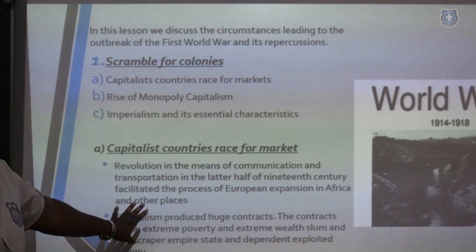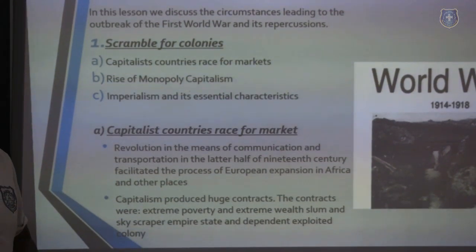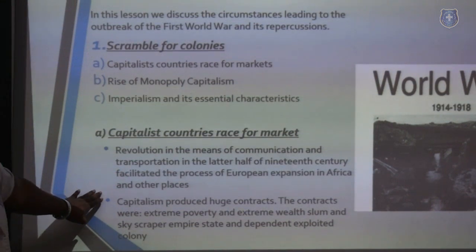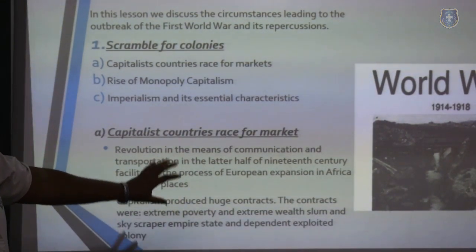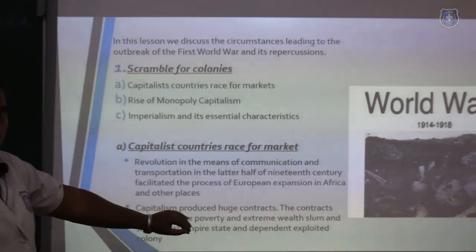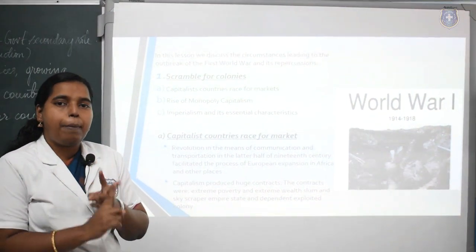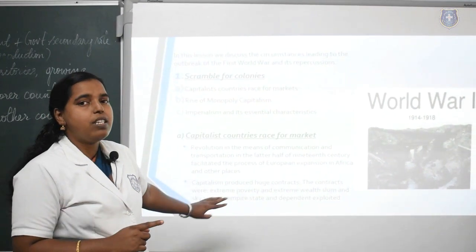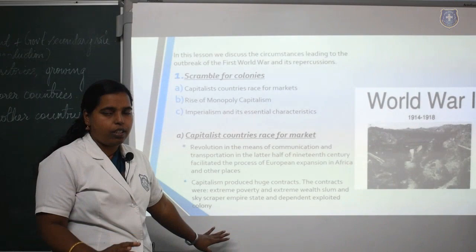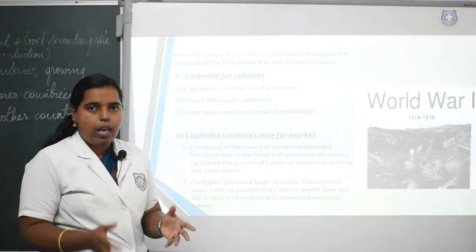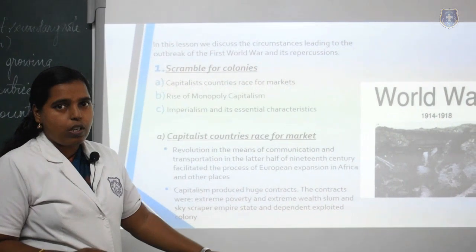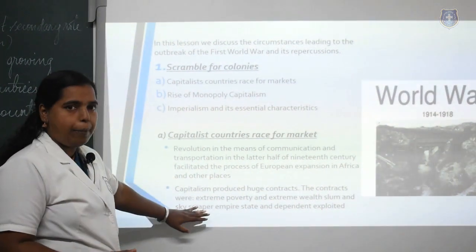Africa was not dominated much, but Africa is a continent full of resources. So these capitalist countries made use of Africa and exploited its resources for their capitalism. Through capitalism, they created huge contracts, and for every process there will be two sides, two phases, either a bad or a good phase. In the same way, capitalism also has the same kind of nature. Extreme advantages and extreme disadvantages are taking place here.